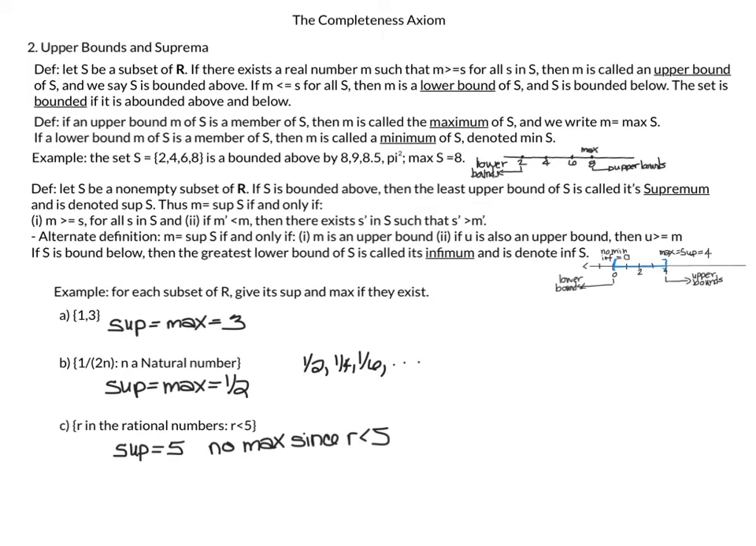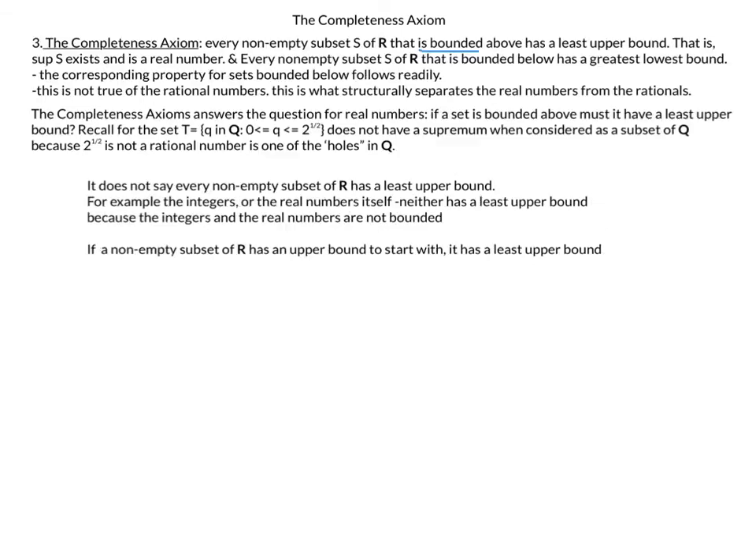Next, the set of r in the rational numbers such that r is less than 5. So the sup is equal to 5. That's the smallest, the least upper bound. But there's no max since 5 is not in the set.